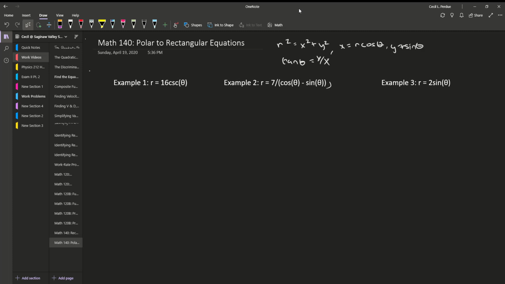Hi, my name is Cecil, and today I'm going to walk you through a few examples of how to convert from polar to rectangular equations. In order for us to do so, we're going to need the following conversions.